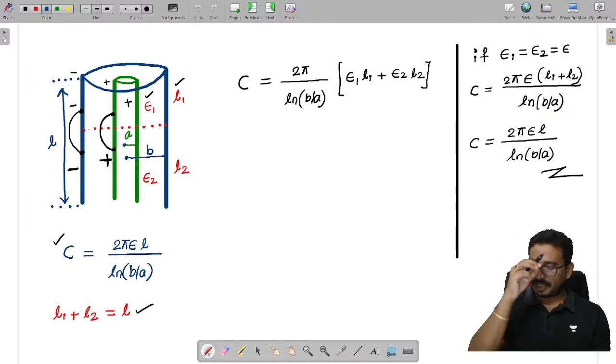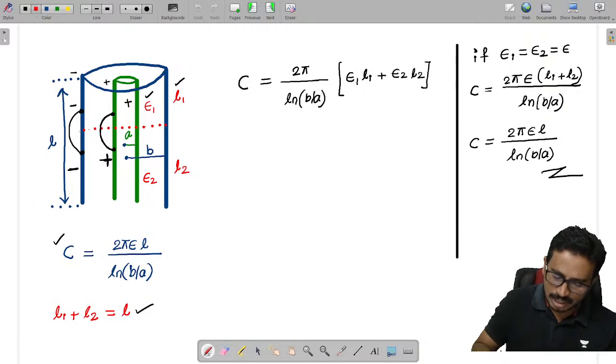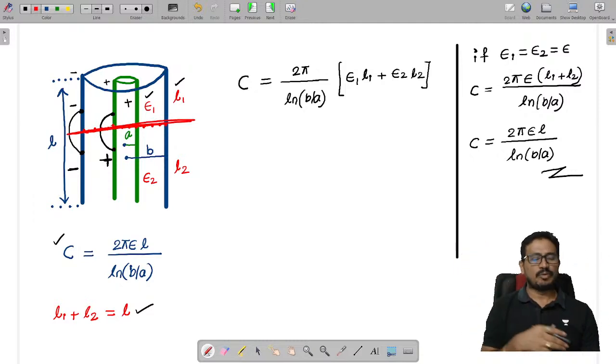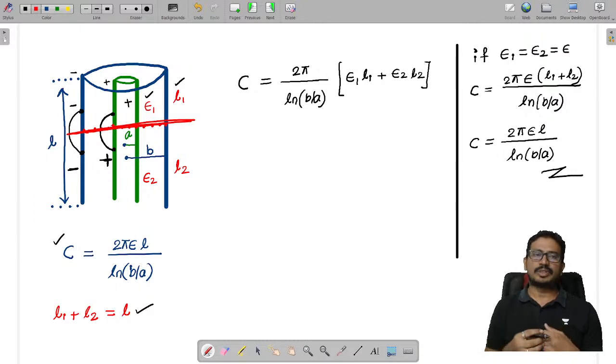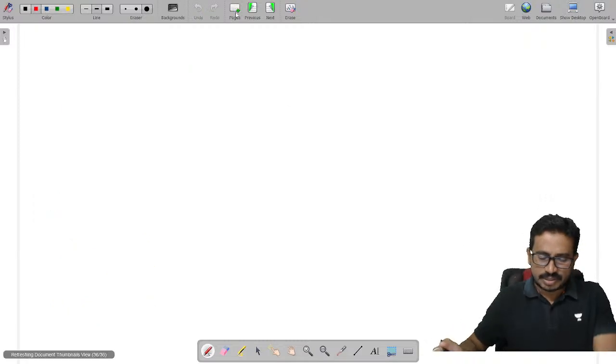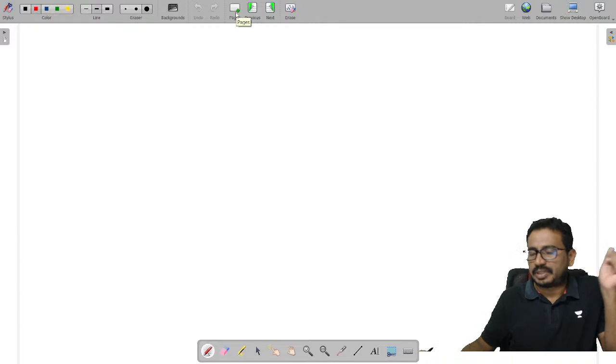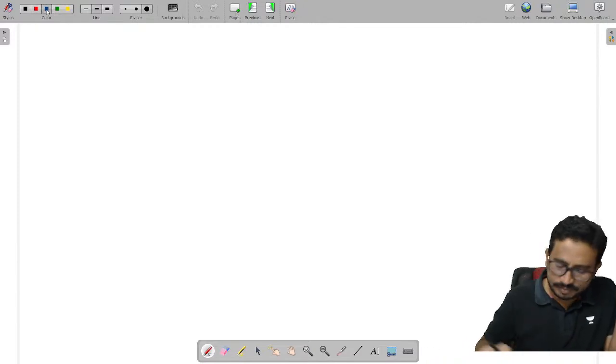Next, here we have connected, and here is how I divided this capacitor. I divided it like this, cut it like this: one part on top, one part below. Now let's move to the next one. Another type of division we will discuss, and here there is something special you need to remember. One thing you need to remember.